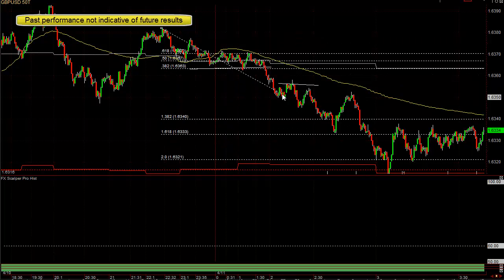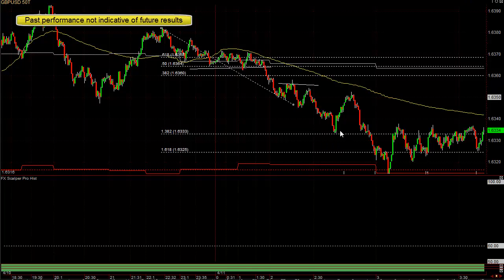Here's the high, here's the low. Notice it went right to the fib target. Wouldn't have been a bad place to get out, and then it moved back up 20 pips. You could have got short again and rode that next wave down. And on a tick chart, notice it's coming up, pulls back, makes a slightly higher high.